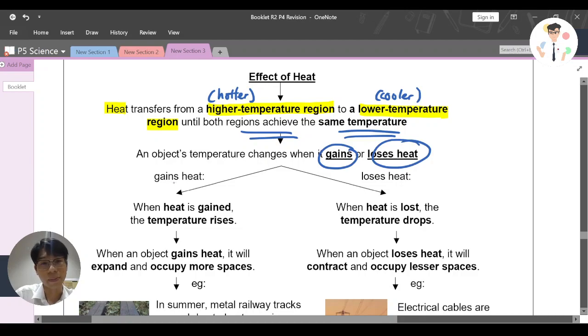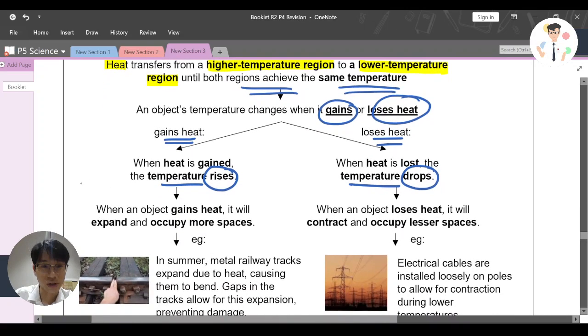When it gains heat, the temperature rises. It's kind of normal. When it loses heat, the temperature drops. It's a very normal thing. But what is special here is, again, this is very important: when an object gains heat and the temperature rises, it also expands and occupies more space. It gains heat, expands, occupies more space.